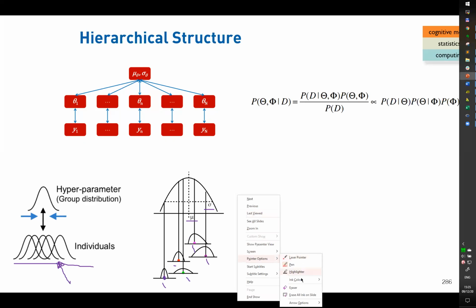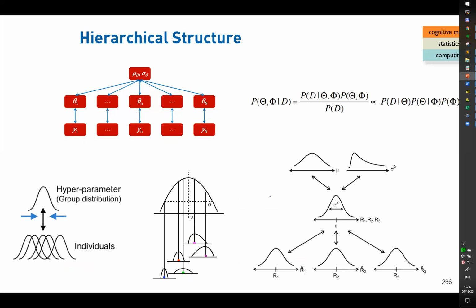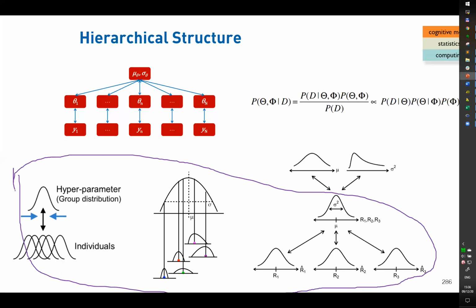Okay, good. And then there's another graphical illustration. So here, everything is the same, the top level and the individual level. Up to here, they are the same. What is this guy? What is this guy, right?